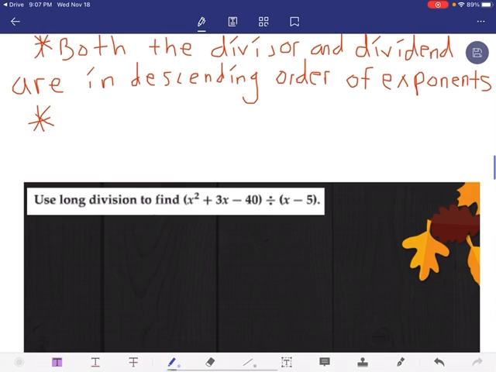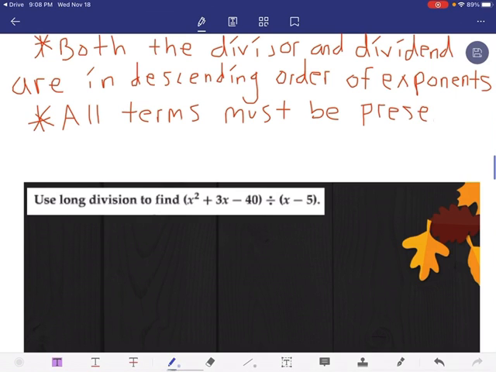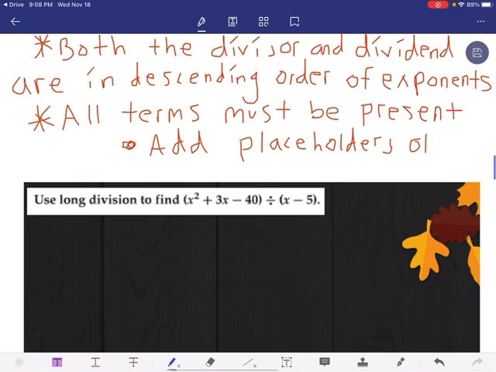And then the other key thing that we need to look at is that all terms must be present. Which means that if we start with a third power and then we skip to, say, a first power, we're going to have to add placeholders of 0 for missing terms.